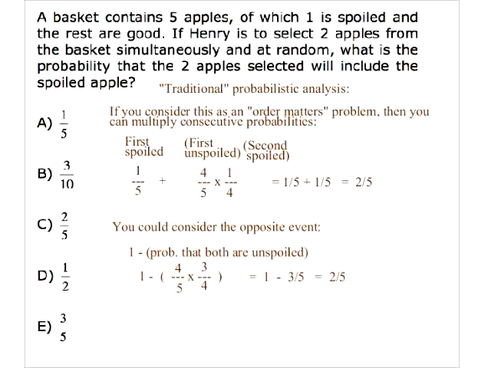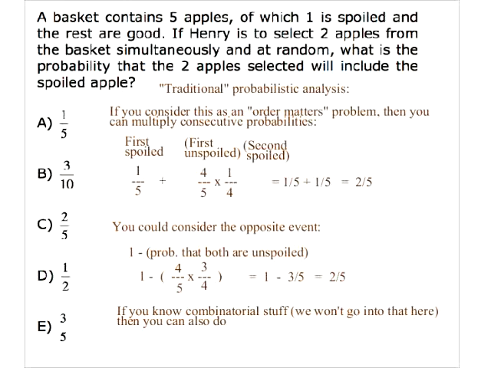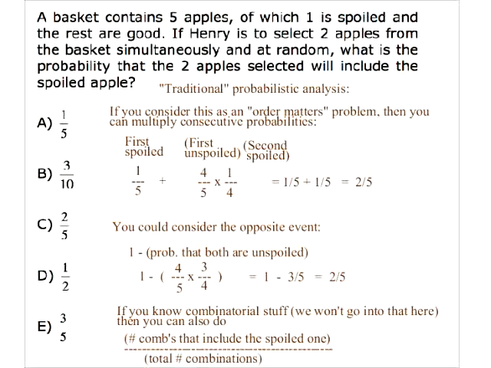You could also, if you know combinatorial stuff, which we won't go into here, then you can also do that. You can also do the number of combinations that include the spoiled one divided by the total number of combinations. Again, we don't want to sidetrack this into a discussion about combinatorics, so we're not going to go into the details. But if you do that, it'll reduce to 2 out of 5.